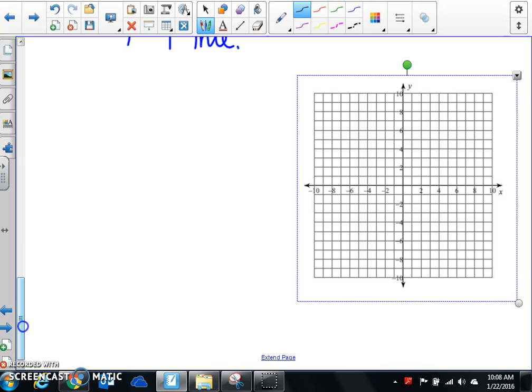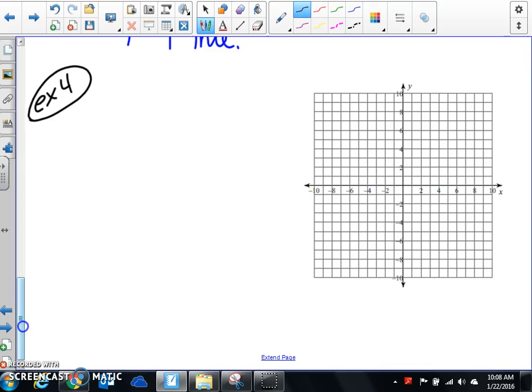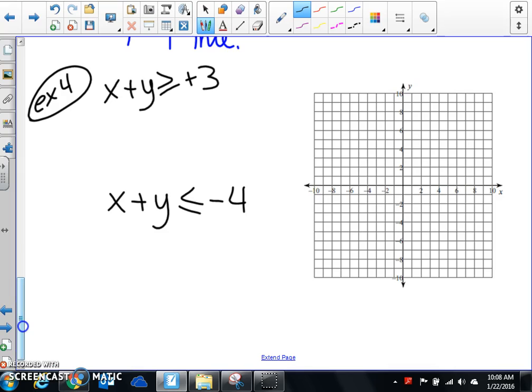All right, example number 4. You have x plus y is greater than or equal to, oh, sorry, just positive 3. It's a positive 3. And then x plus y is less than or equal to negative 4. So the first one, I subtract x over. y is greater than or equal to negative x plus 3. I go to the y-axis to positive 3. This is a negative 1 over 1, so down 1 over 1, up 1 over 1. It's got that solid line, or the equal sign, so it's got a solid line.